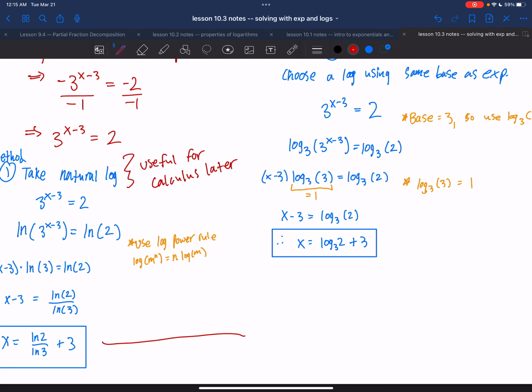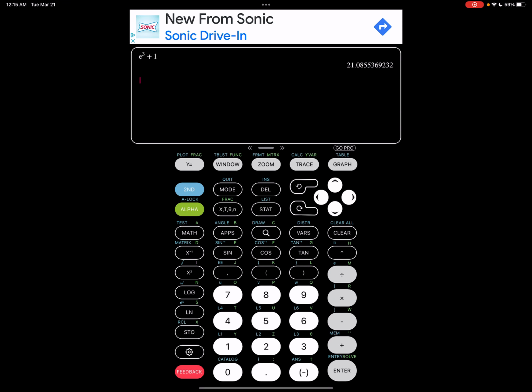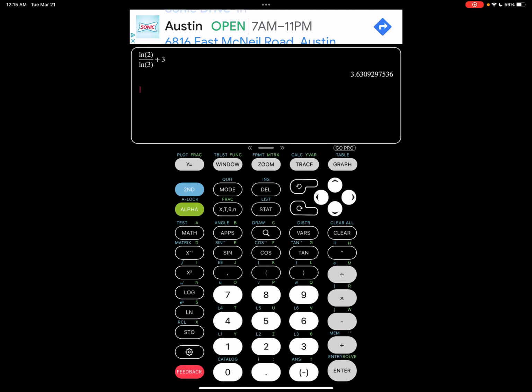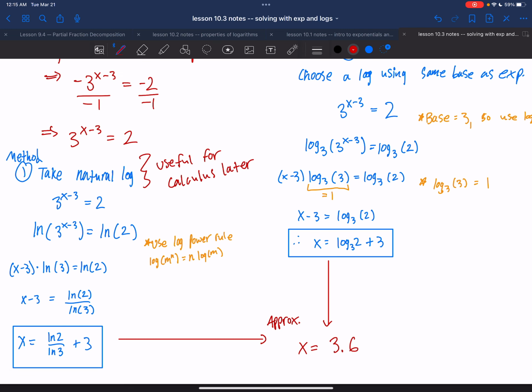Now, we never got our approximation here. All right, so both of these, right? What is the approximation? X equals, well, here I'm going to show you. Natural log of 2 over natural log of 3 plus 3. We're going to go to the calculator. We're going to make a fraction: natural log of 2 over natural log of 3 plus 3 is 3.631, to the nearest hundredth. So I say 3.63.